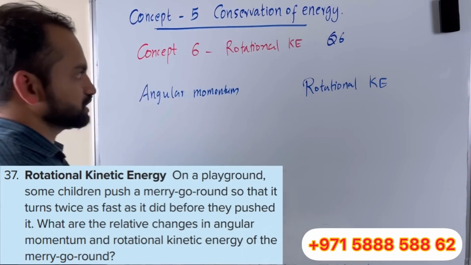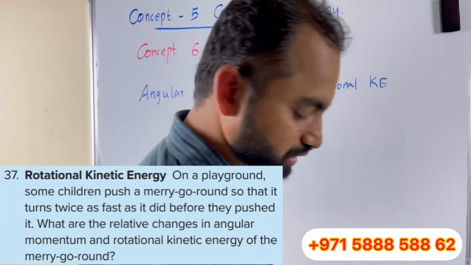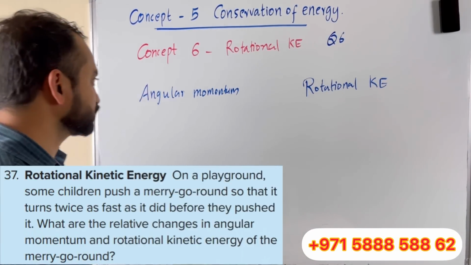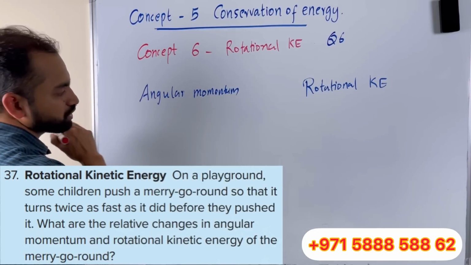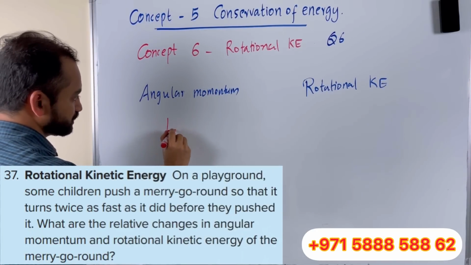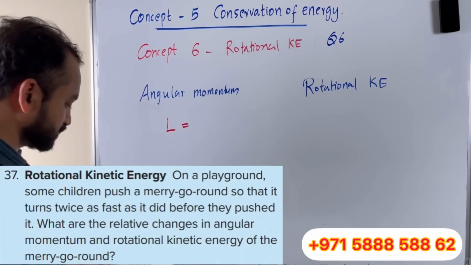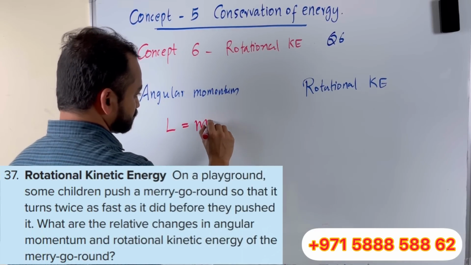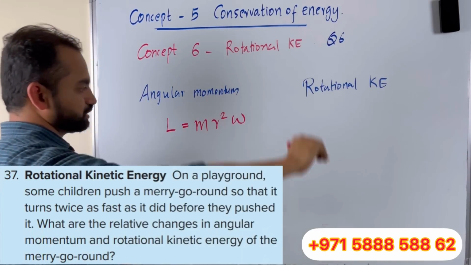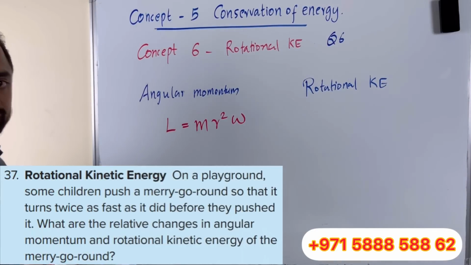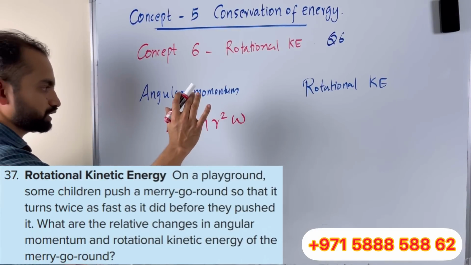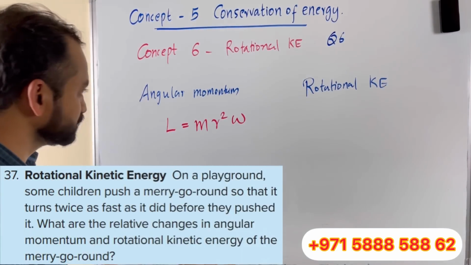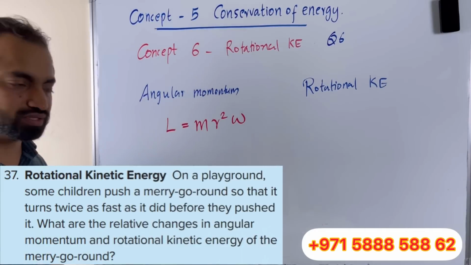What is the relative change in angular momentum and rotational kinetic energy when the speed of the merry-go-round increases to 2 times? We have this equation for angular momentum that we will represent by the letter L. Angular momentum is equal to m multiplied by r square multiplied by omega. So here angular momentum L is equal to mr square omega, where m is the mass of the object, r is the radius or distance, and omega is the speed.